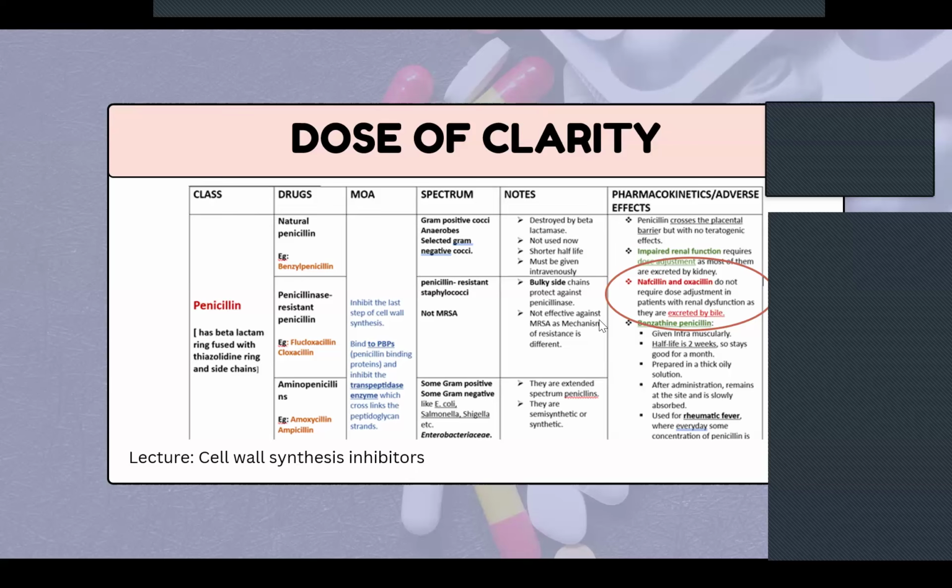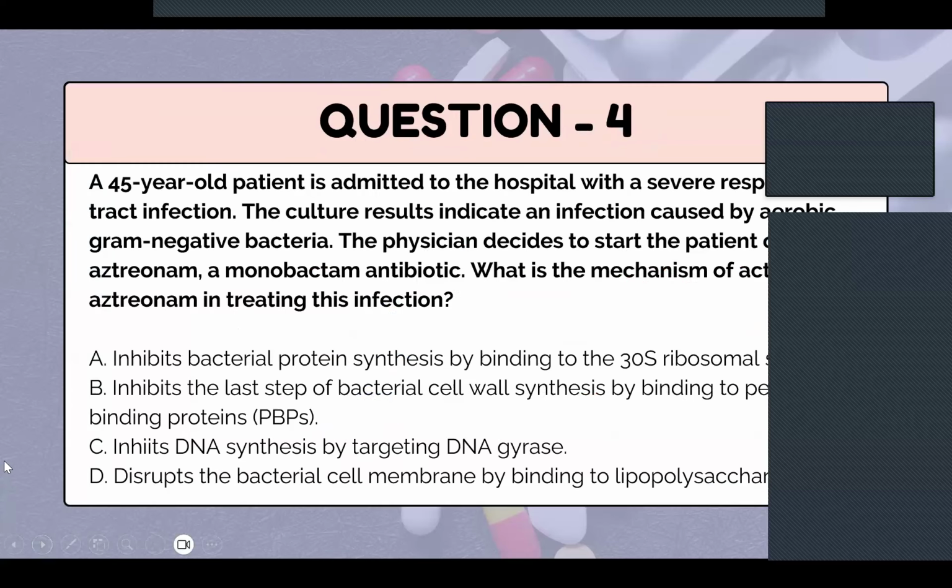Now, let's move on to the next question. A 45-year-old patient is admitted to the hospital with a severe respiratory tract infection. The culture results indicate an infection caused by aerobic gram-negative bacteria. The physician decides to start the patient on aztreonam, a monobactam antibiotic. What is the mechanism of action of aztreonam in treating this patient?